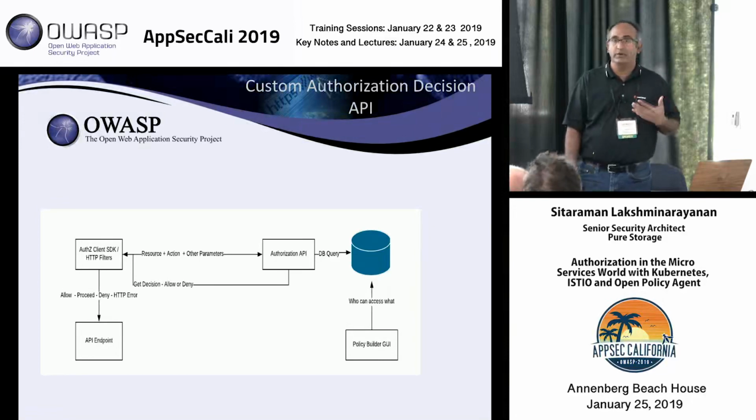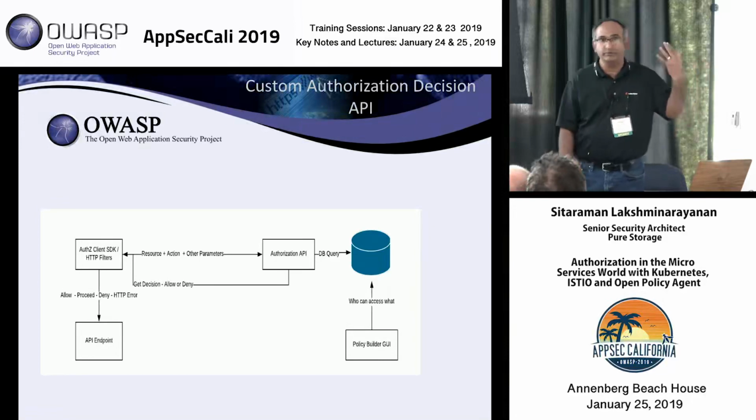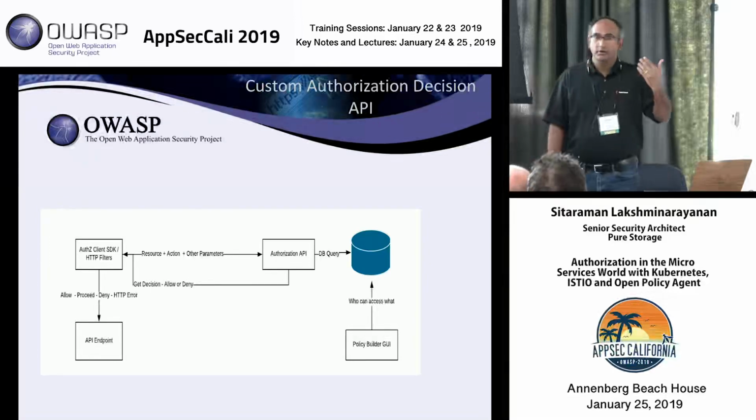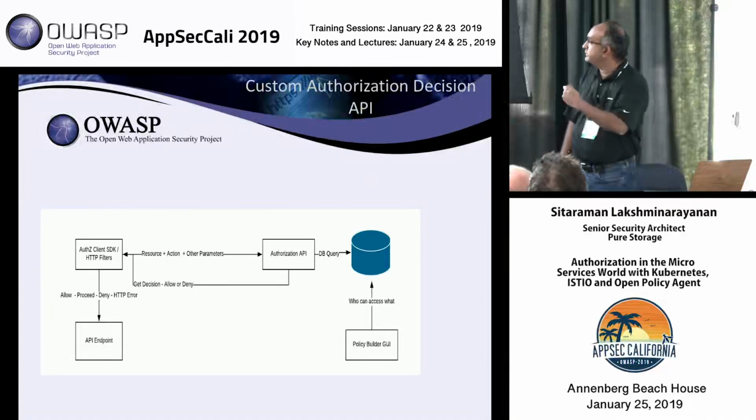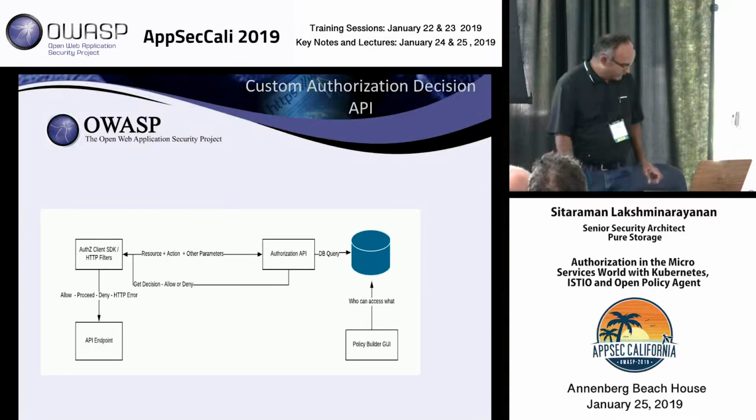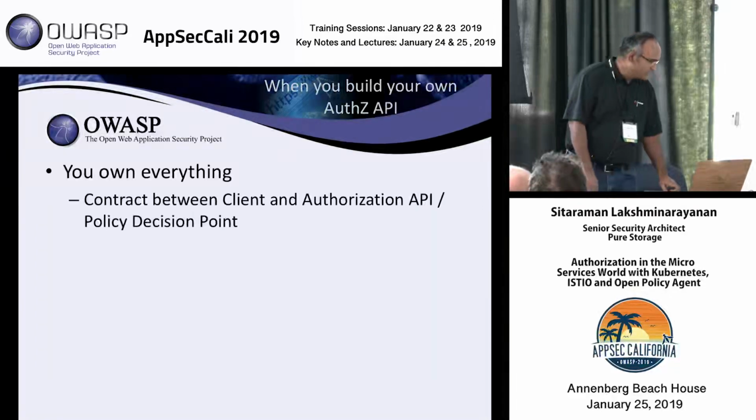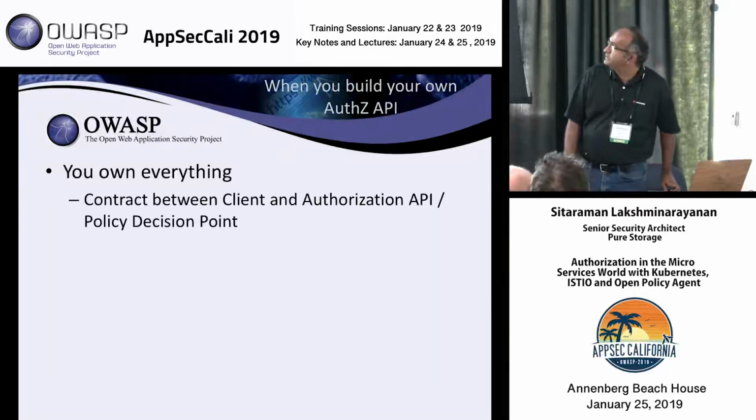Think of Amazon IAM policies, everybody familiar with them, right? If you go look at Amazon IAM policies, it gives you a very nice syntax that says, here is my resource, here is what you can do. That's your policy builder GUI. You can build it. You have to store them in a database. Your authorization API will query them. You integrate with this. But then the challenge with this is that you own everything, right?